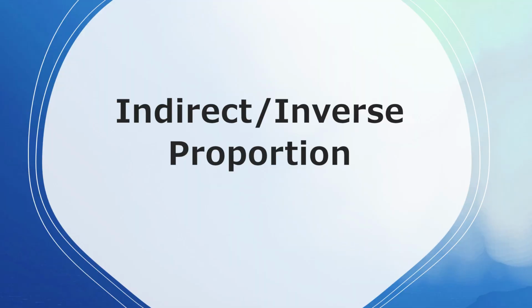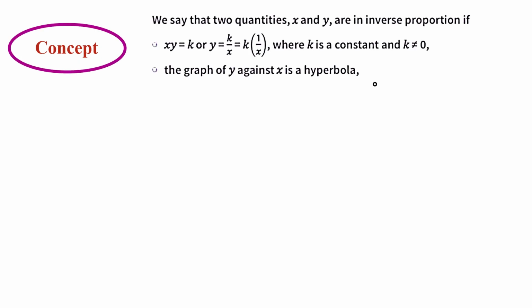Right. So for the next few slides, we're going to look at indirect, or sometimes they call it inverse proportion. So when we say y is inversely proportional to x, it means that I can actually write it as y equals k over x, where k is a constant. Like what I've explained earlier in direct proportion, k does not change, but the values for x and y can change.